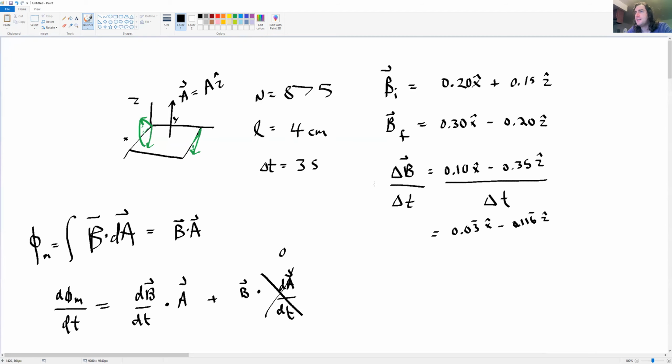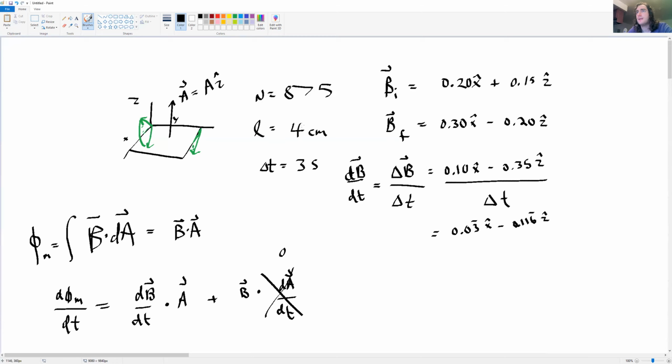We know what dB dt is. This is equal to delta B over delta t because we were told it was a steady rate of change. Steady rate of change means that the derivative is constant. So delta over delta is the same as the derivative when it's constant. It's like the slope of a line. So we can just go about computing that now. I mean, now there's no issue here.